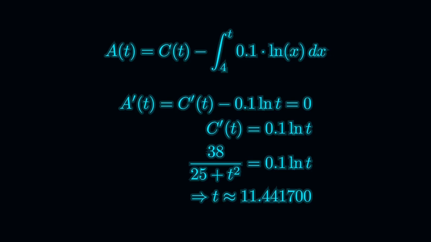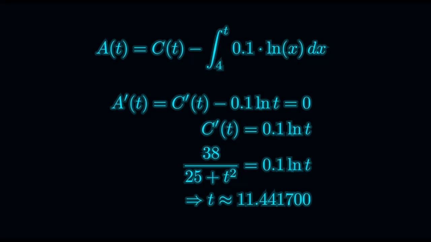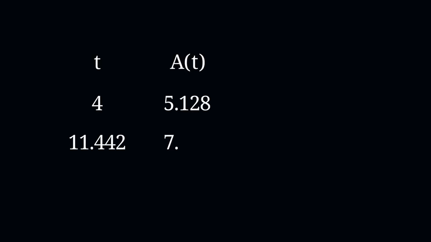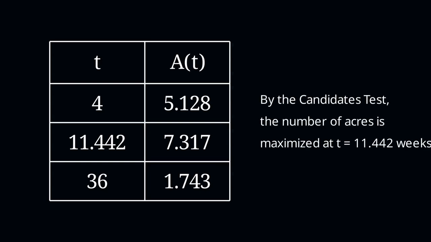We use the fundamental theorem of calculus. A prime of t equals c prime of t minus 0.1 ln t. Then set a prime of t equal to 0. So we have 38 over 25 plus t squared minus 0.1 ln t equals 0. Now, for candidate checks: a of 4, a of 36, and the t values found in step 2.